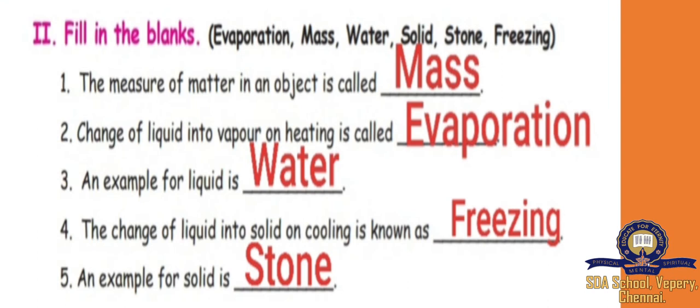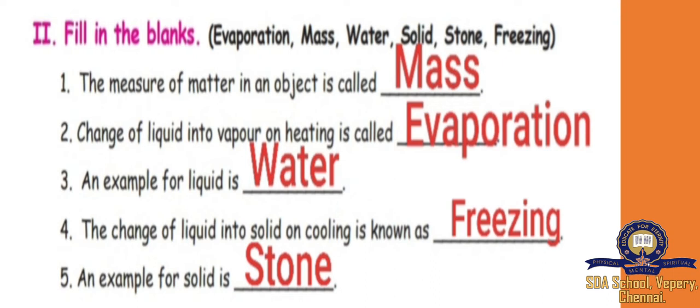The next one is fill in the blanks. See here, they have given the options there and we have to choose those options and write in the blanks. See the options first. The first option is evaporation, second one mass, third one water, fourth one solid, fifth stone, sixth is freezing. Okay. Now shall we do that?